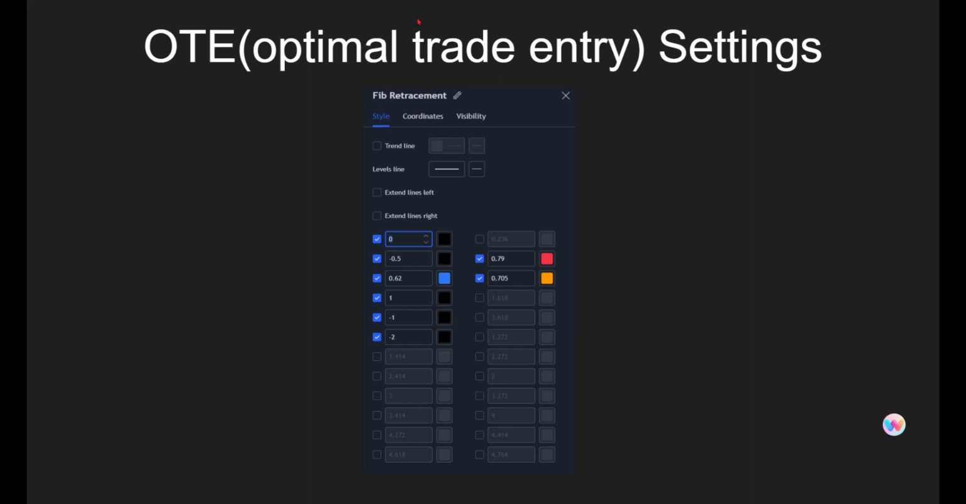Okay, so let's go to the next slide. This is the settings. You have your regular settings, and then you have the optimal trade entry settings that ICT himself has shown everybody. So you got 62. This is the entry, 70.5. You can enter there, but he often explains that you will want to enter at the first one. Alright, so take a minute to look over these settings.